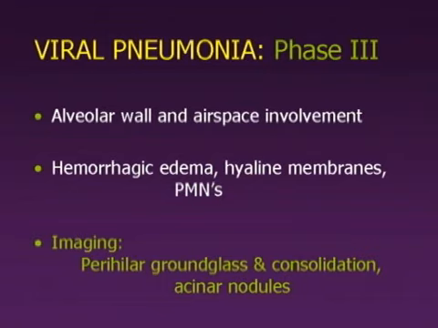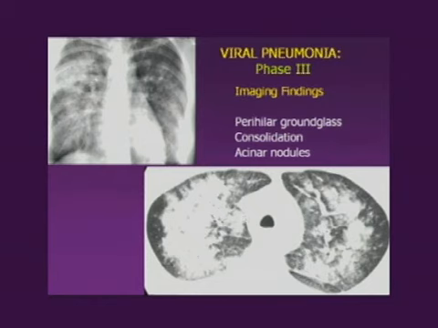The imaging correlate here is perihilar ground glass and consolidation and acinar nodules, which can become quite confluent. This is an NYU undergraduate, a young woman who came in with a bad viral pneumonia. We can see not only does she have ground glass, such as we saw in the preceding patient, but she's gone on to dense consolidation in regions such as her right upper lobe. And here we can see ground glass densities and acinar nodules becoming confluent airspace disease in a somewhat perihilar distribution.